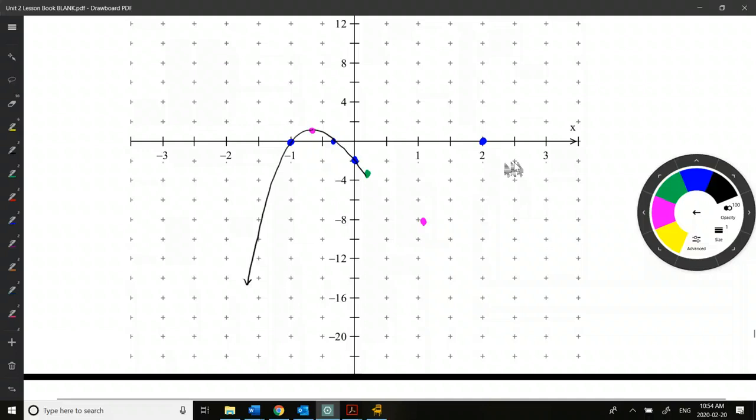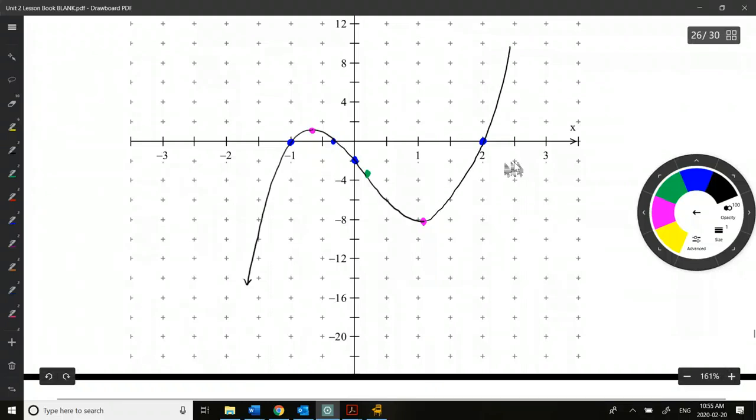And then there's a change in concavity. So still decreasing, but now we're concave up. And again, we hit a local min. Now we're increasing, but we're still concave up. So the graph looks something like this.